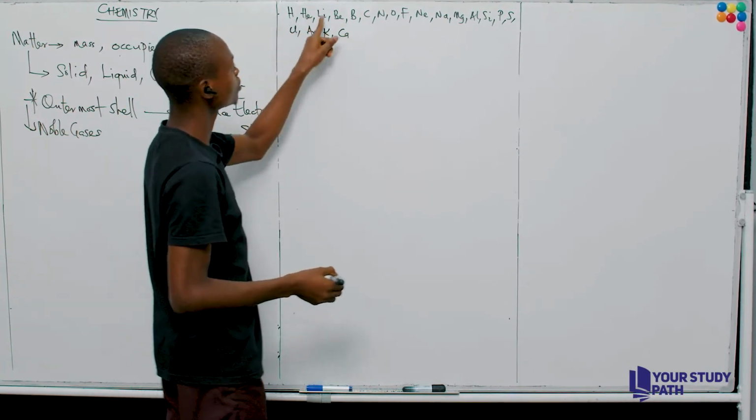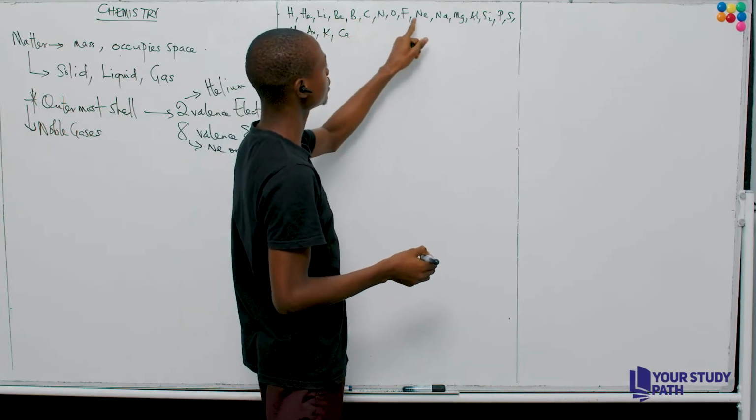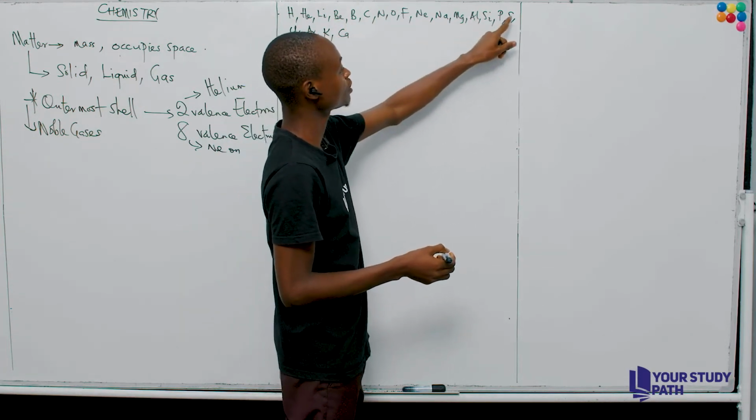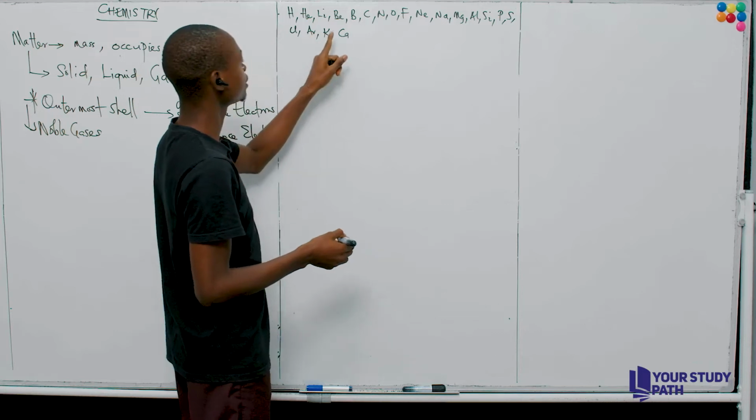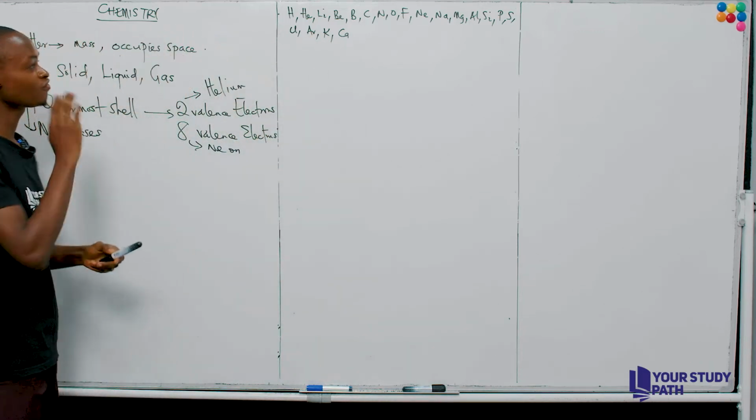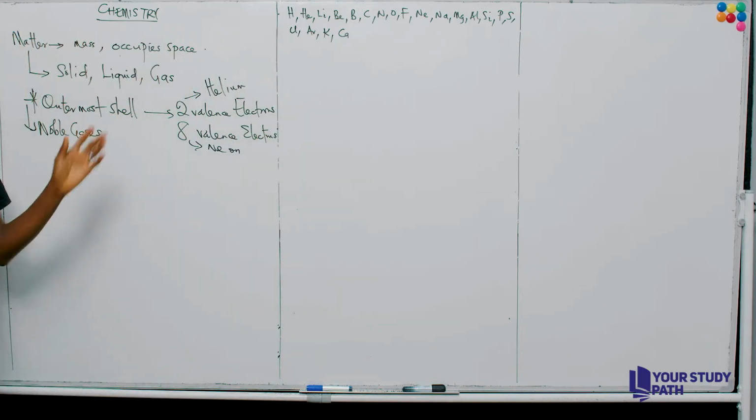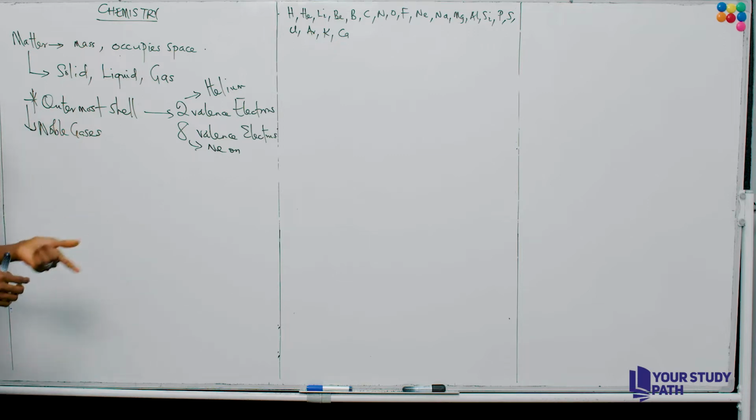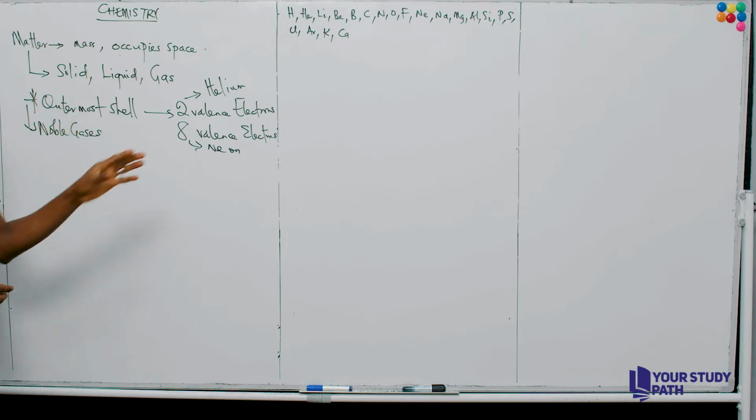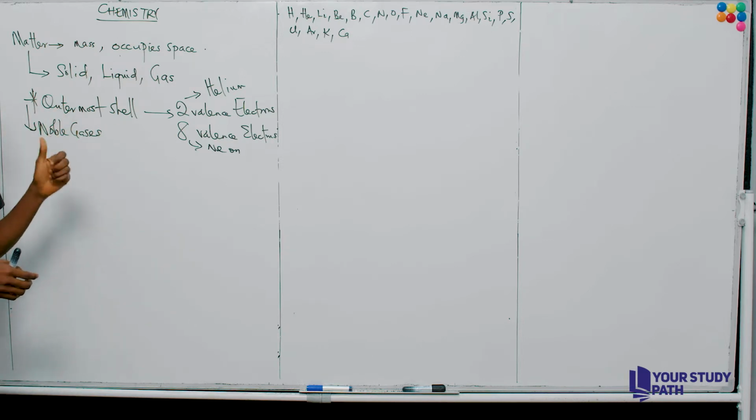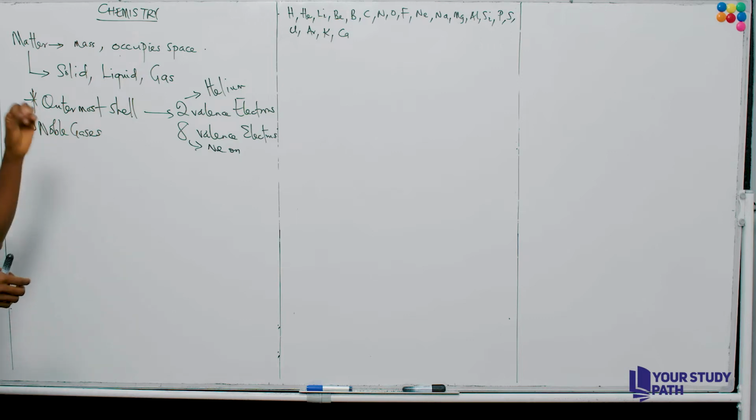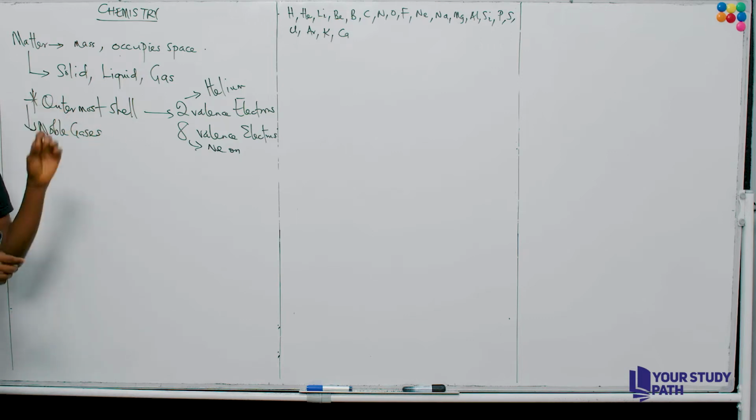So we have 1, 2, 3, 4, 5, 6, 7, 8, 9, 10, 11, 12, 13, 14, 15, 16, 17, 18, 19, and 20. So this is the first 20 elements in terms of the atomic symbol. Hydrogen, helium, lithium, beryllium, boron, carbon, nitrogen, oxygen, fluorine, neon, sodium, magnesium, aluminium, silicon, phosphorus, sulfur, chlorine, argon, potassium, and calcium. We have all of this.